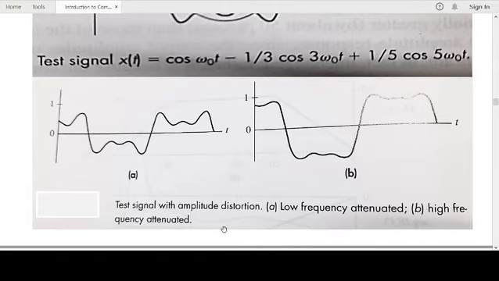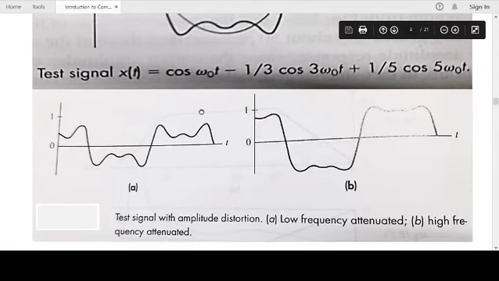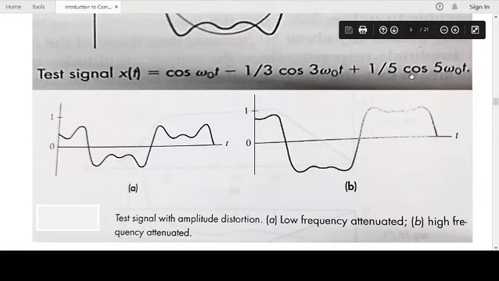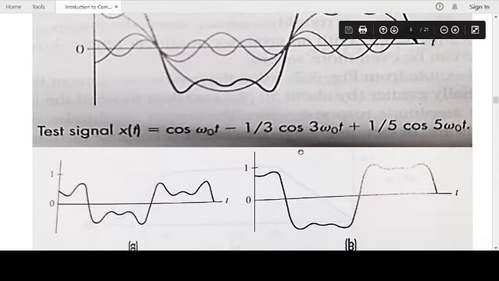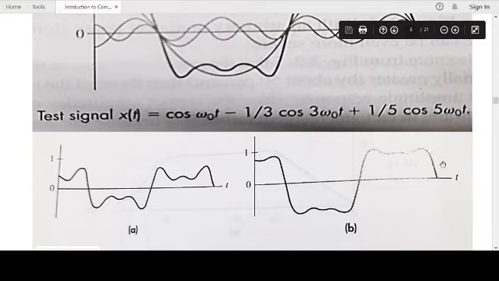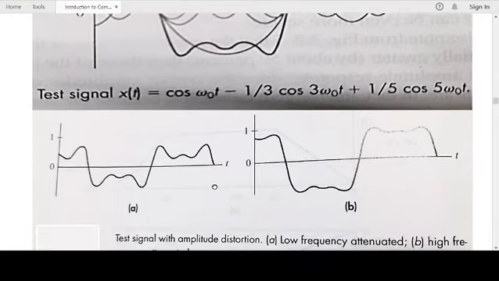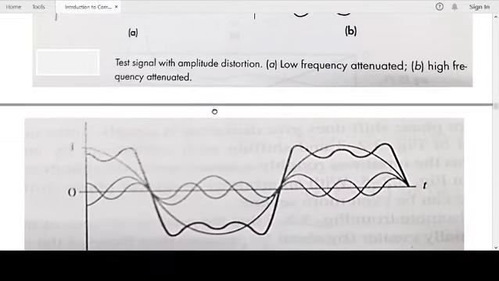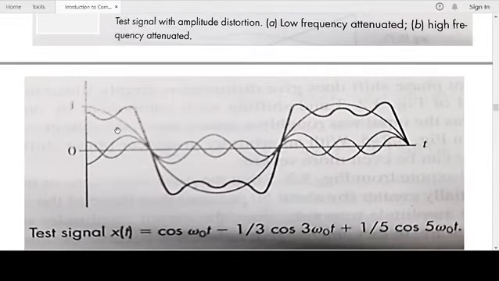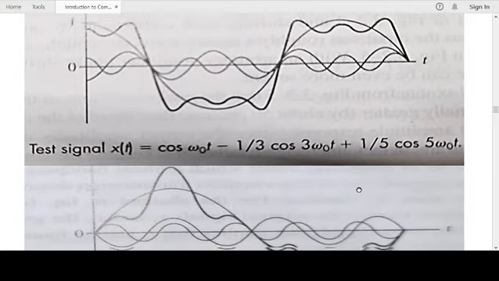Case B, when high frequency is attenuated, so you keep the lower frequency the same, and higher frequencies are attenuated. The channel is such that, for example, this is attenuated by 25% and this is attenuated by 50%. So you have more lower frequency content, and hence compared to the original square wave, you see it has been pretty much smoothened out. Okay.